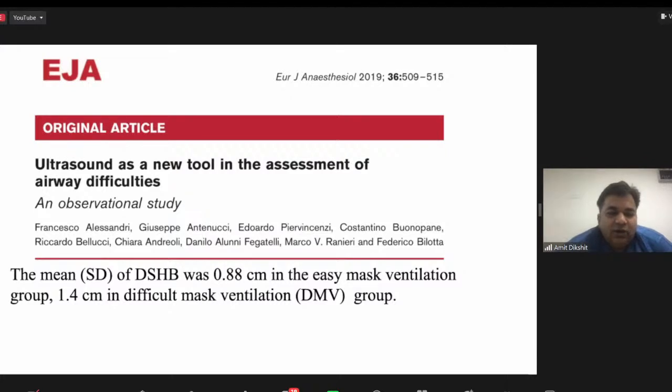In obese patients, it is sometimes very difficult to visualize the hyoid bone, or in patients with preeclampsia, eclampsia, and all those. So presence of the hyoid bone is one of the important criteria. Any value more than 1.4 is difficult mask ventilation also.